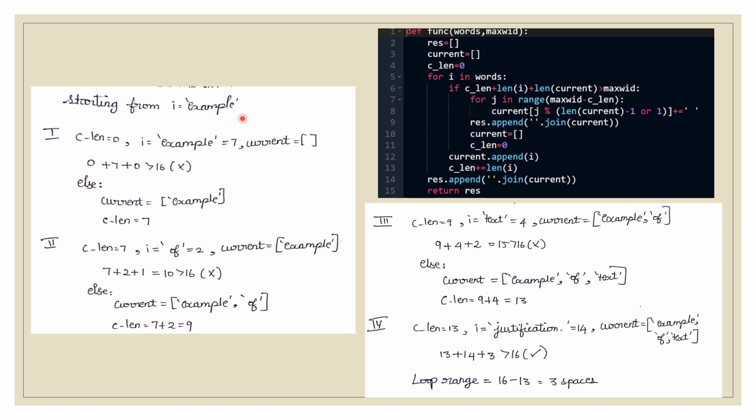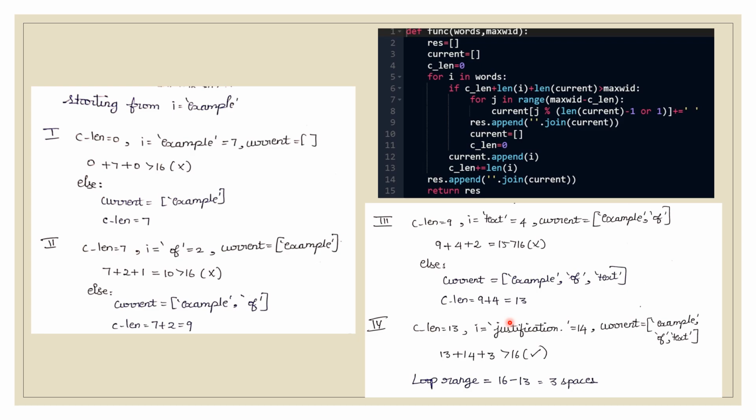The second line is going to start with "example". Example has 7 characters. 7 is obviously less than 16. So we're going to append "example" to the current list. During the second iteration, condition not met, so we'll be appending "of" to the current list. During the third iteration, "text" will be appended to the current list. So we are currently having current length equal to 13.